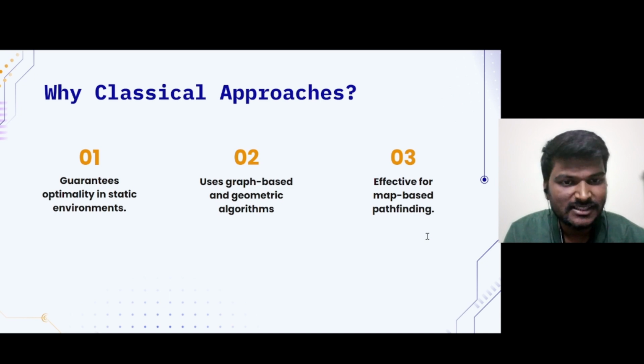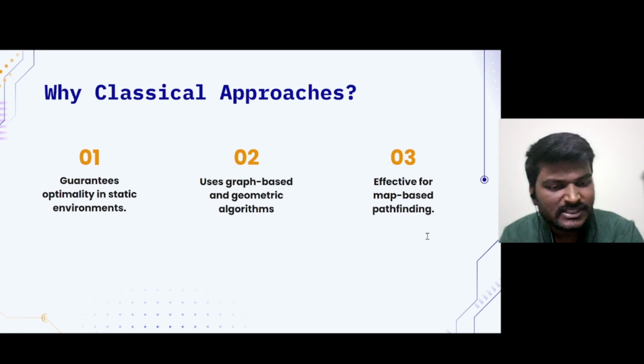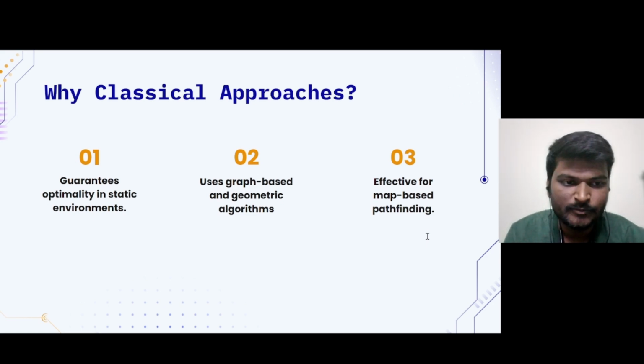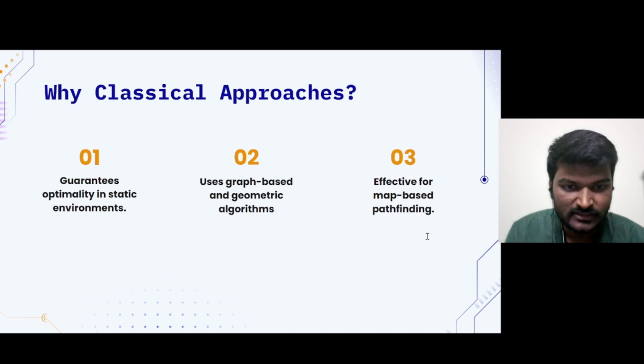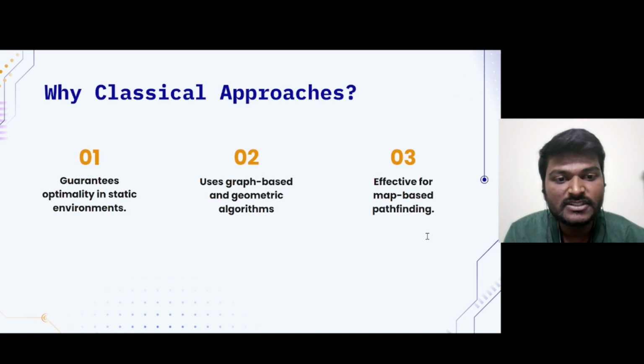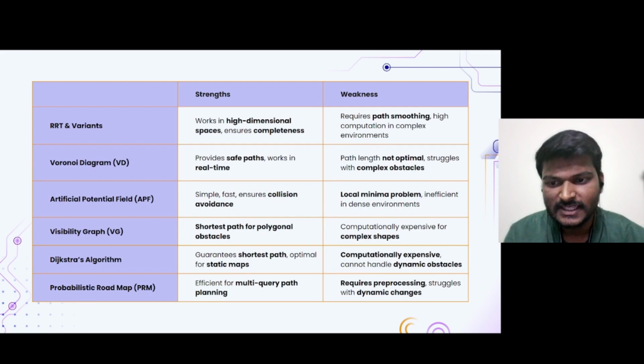Graph-based algorithms like A star and Dijkstra represent the environment as a graph, where nodes represent the possible positions and edges represent the possible paths. Geometric algorithms such as RRT, rapidly exploring random trees, use the geometry of the environment to find paths by considering the shape and position of the obstacles, effective for map-based pathfinding. This map can be a grid, a graph, or a continuous space, and it provides information about the layout of the terrain. Now, this is a quick comparison of all the classical approaches. Before this, I'm going to explain each approach in short.